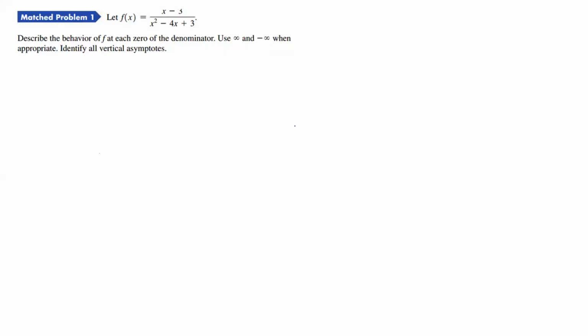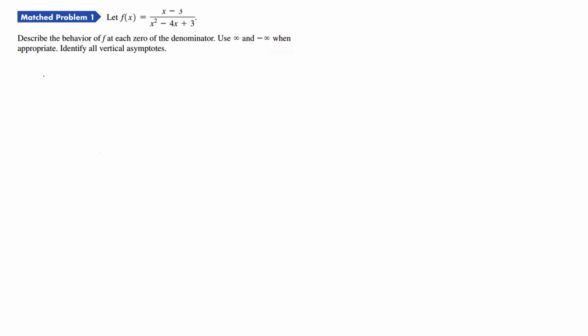All right, so now let's work some problems based on what we just have studied. So we're going to say f of x is equal to x minus 3 over x squared minus 4x plus 3, and we're supposed to describe the behavior of f at each zero of the denominator. So we're going to use positive and negative infinity where appropriate and identify all vertical asymptotes.